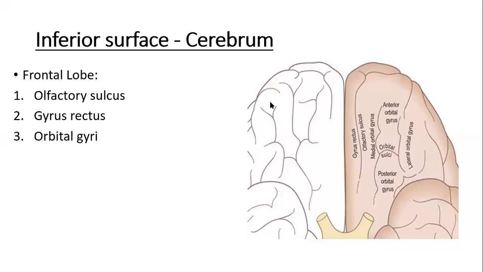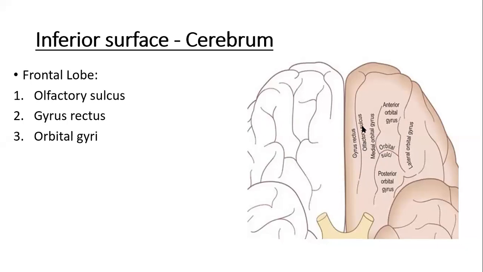So here we have the inferior surface of the cerebrum. So let's start with the features that lie on the inferior surface of the frontal lobe. On the frontal lobe, near the midline, we have a gyrus, which is called the Gyrus Rectus.